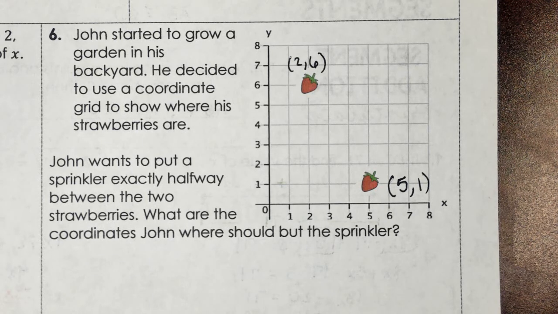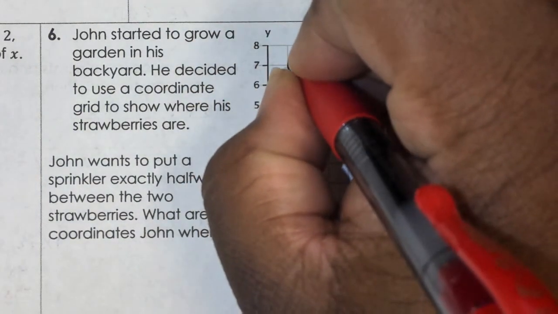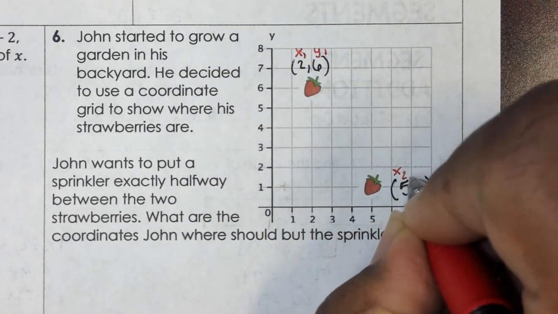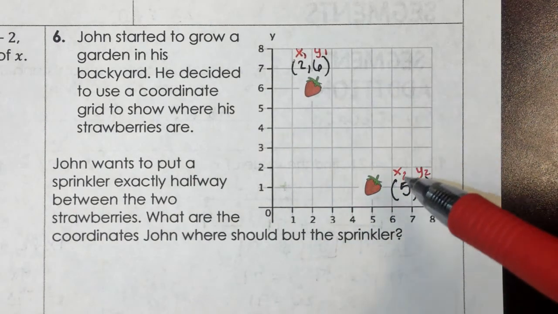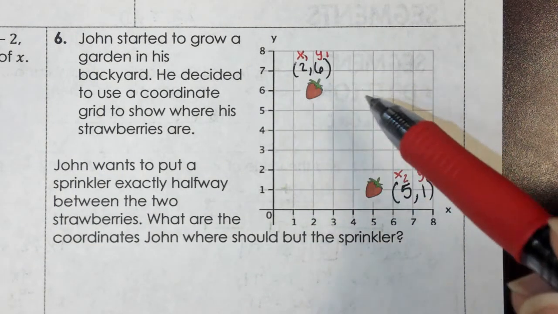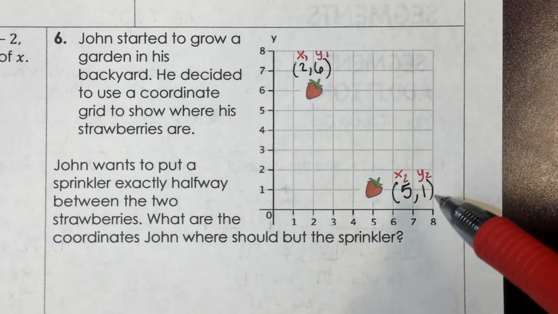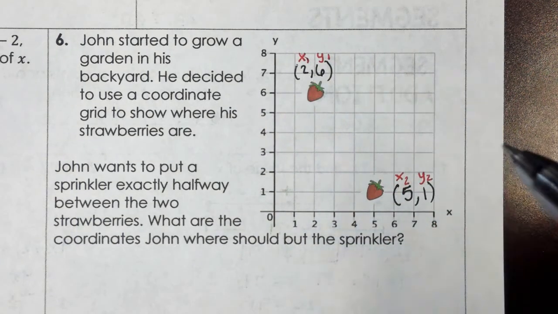So for this one, you want to use the midpoint formula. Before we use it, like I told you before, I always label. I'm going to label my strawberries X1, Y1, and X2, Y2. Kids used to ask me too, does it matter which one I start with? Can I do X1, Y1 here and then X2, Y2? Yes, you can. It don't matter which one you start with. It just matters that you don't mix your X's and Y's up. You can make this X1, Y1, X2, Y2.